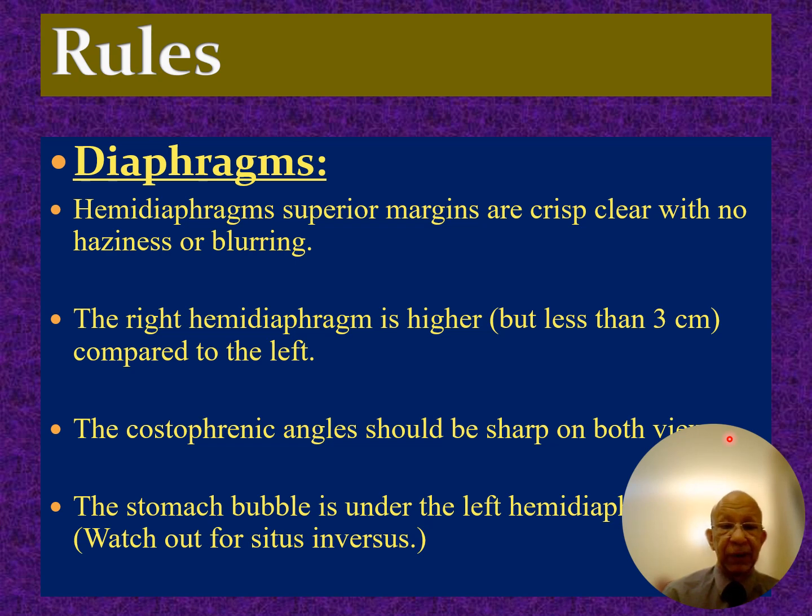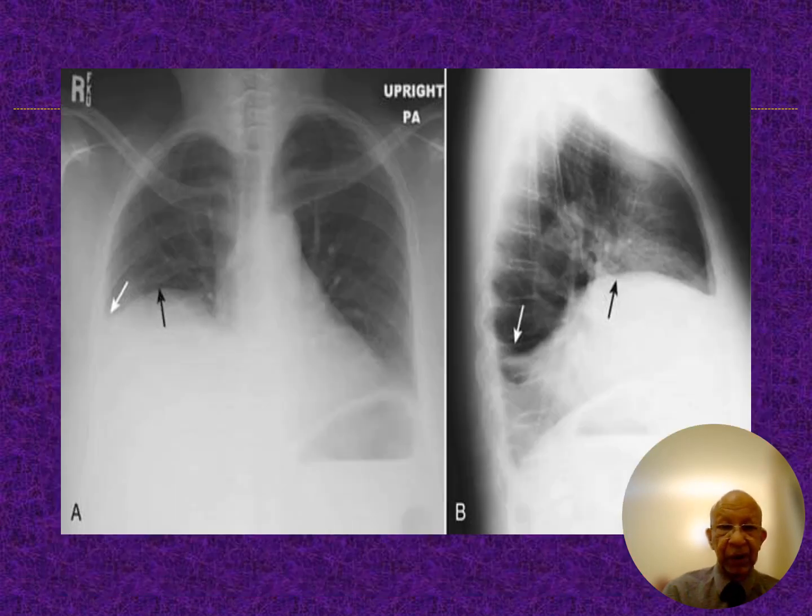They should be sharp and deep, and the stomach bubble is under the left hemidiaphragm. So beware of situs inversus. Okay, now these are important rules that you should be aware of. Now you can see here that the right hemidiaphragm is much higher than the left hemidiaphragm. Okay, and there is also blunting here. On our lateral film, you can see how high the right hemidiaphragm is.